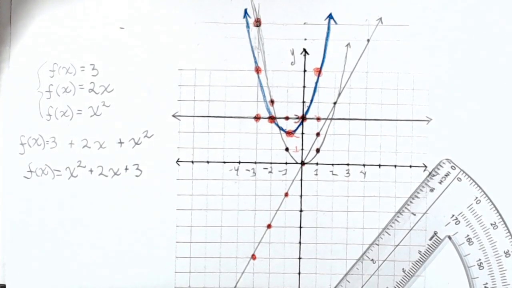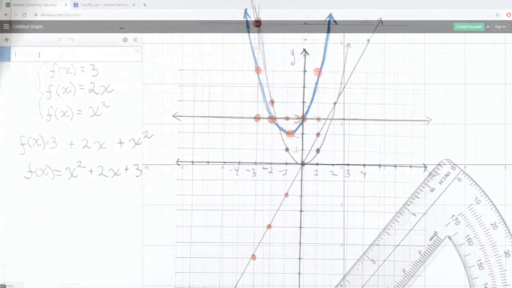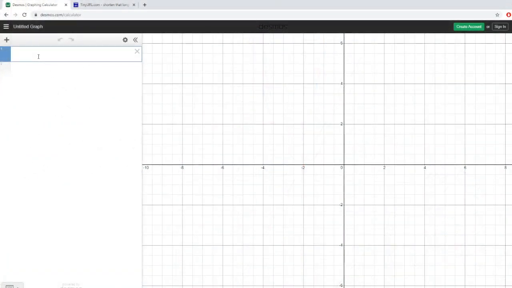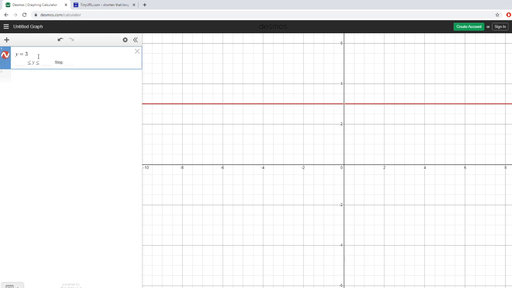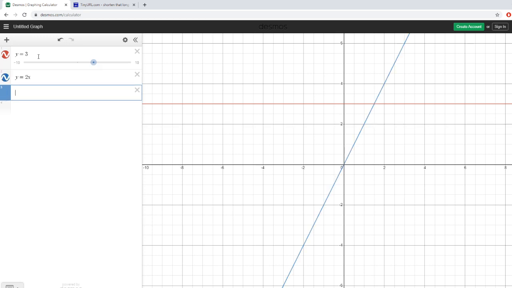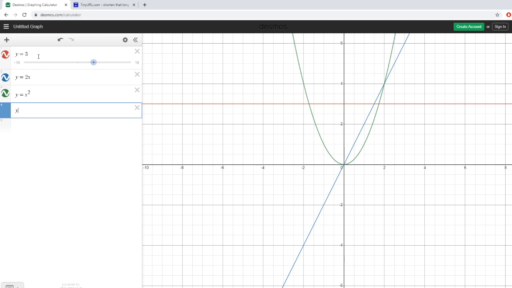Let me share my screen with you so you can see just what I'm looking at here. Okay, so if I plug in y equals 3, there's that line. The next one, y equals 2x, there's that line. The next one, y equals x squared, there's that line. Okay, those are all the lines we already drew. Now let's type in y equals x squared plus 2x plus 3.